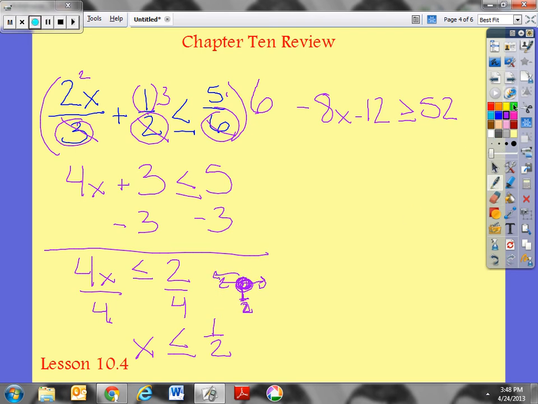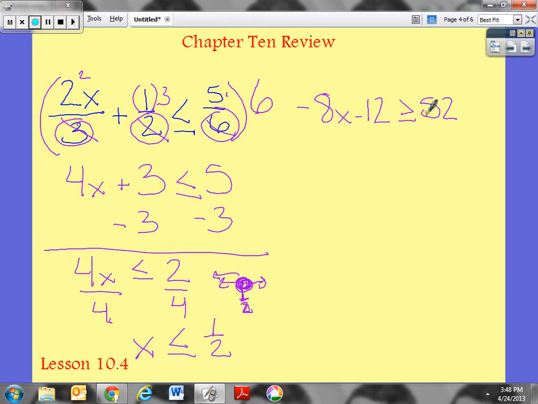Okay, now look at another quick example. Let me change colors up here. I have negative 8x minus 12 is greater than or equal to 52. First thing I do is get rid of this integer, so add 12 to both sides. I can already see how this problem's unfolding just because I've had experience with these. So it's 52 plus 12, that gives me 64.